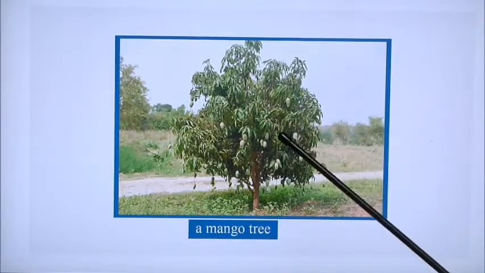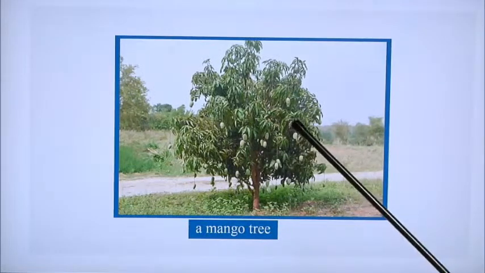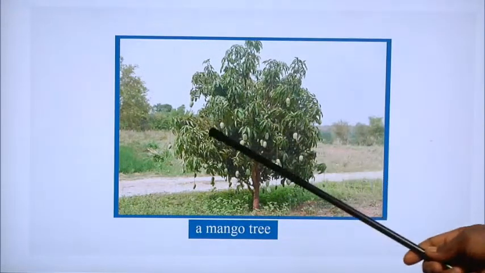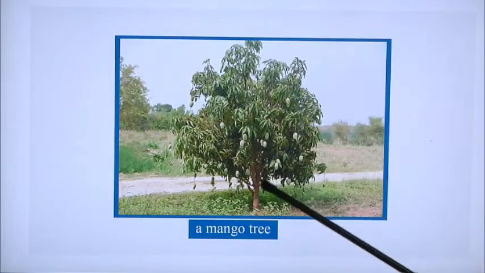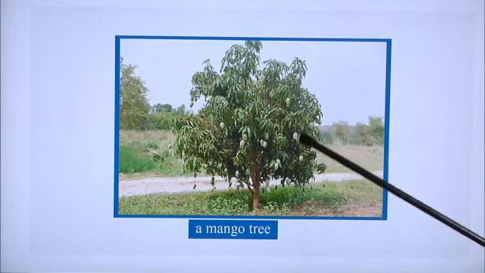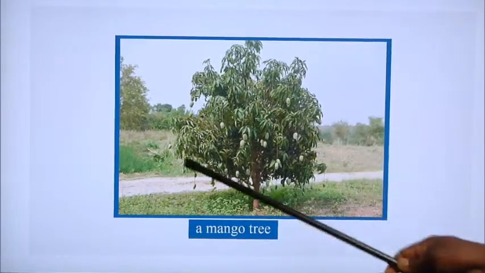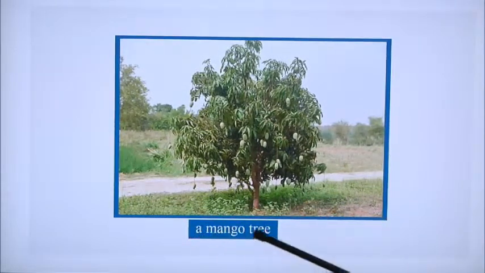We have to wait for it to get ripe before we eat. When it gets ripe, you will see that it is yellow. It's only the exotic ones that when they ripen, they become green. Now, this is a living thing. A mango tree is a living thing. Now, let's go to another picture.